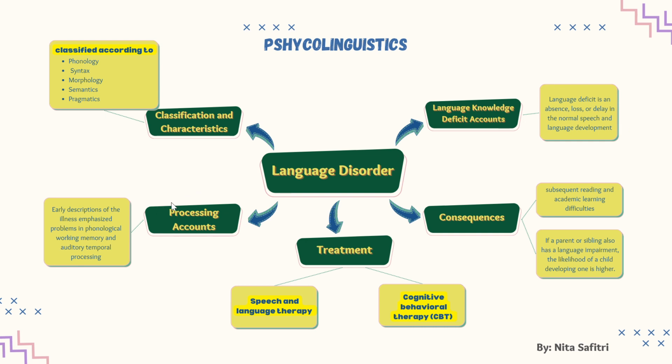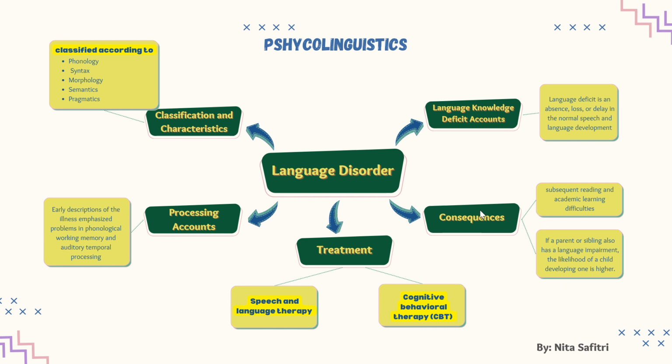Processing account. Based on the overall processing demands, language and non-language capabilities will exhibit varying degrees of function. Performance on a range of jobs will also be impacted by slower processing speed. The absent or diminished use of morphosyntax by children with SLI can also be attributed to general processing impairment. Early descriptions of the illness emphasized problems in phonological working memory and auditory temporal processing.